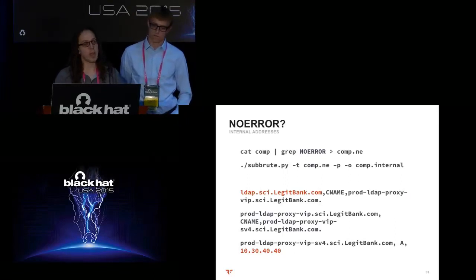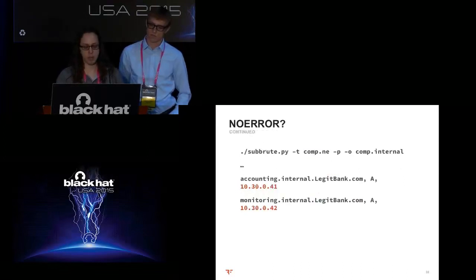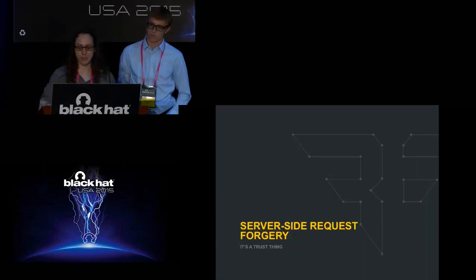This is from an external attacker. We can find the IP address of the internal domain controller. That should not happen. That is an information disclosure vulnerability. But what else can we find? So internal. Now internal.legitbank.com, this definitely sounds interesting. Now accounting.internal.legitbank.com, that would be something we want to access. So how do we access this service? Server-side request forgery.